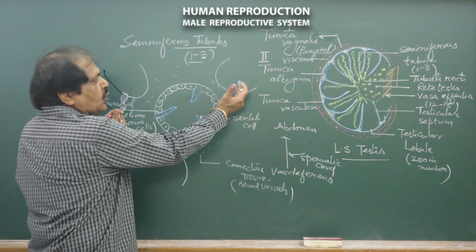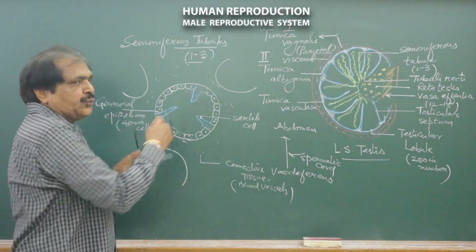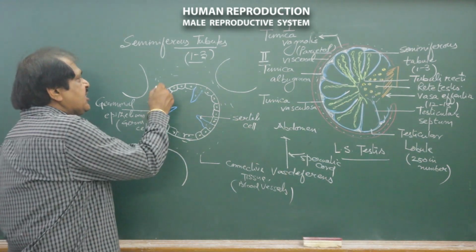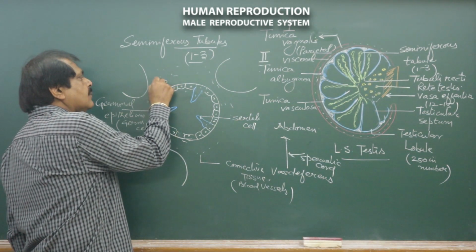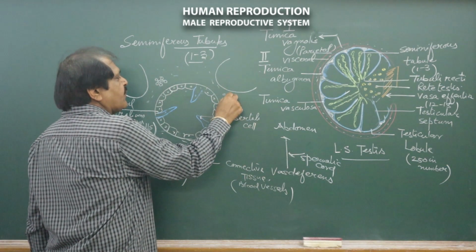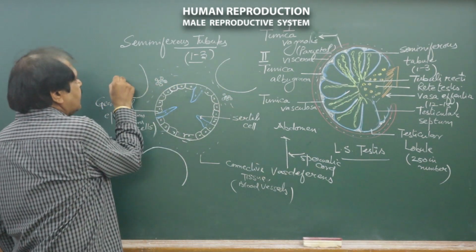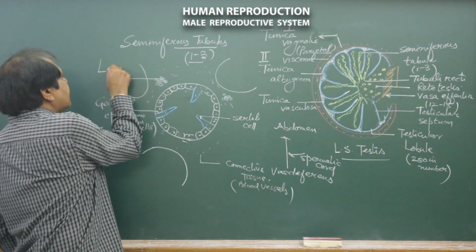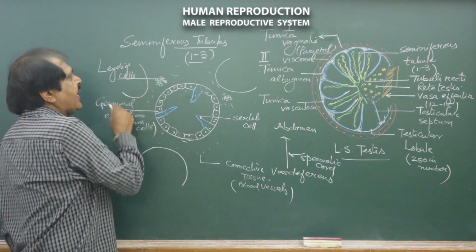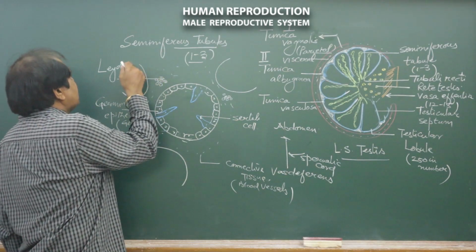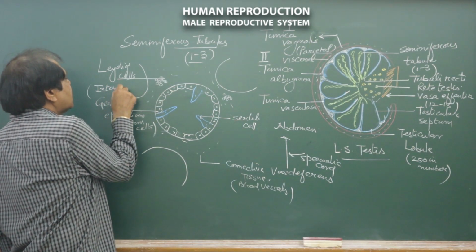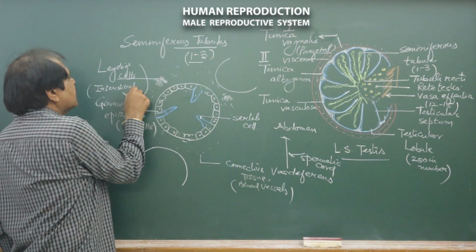In between the two seminiferous tubules, in the connective tissue, there are interstitial cells, groups of a special type of cells called Leydig cells. They are also called interstitial cells.